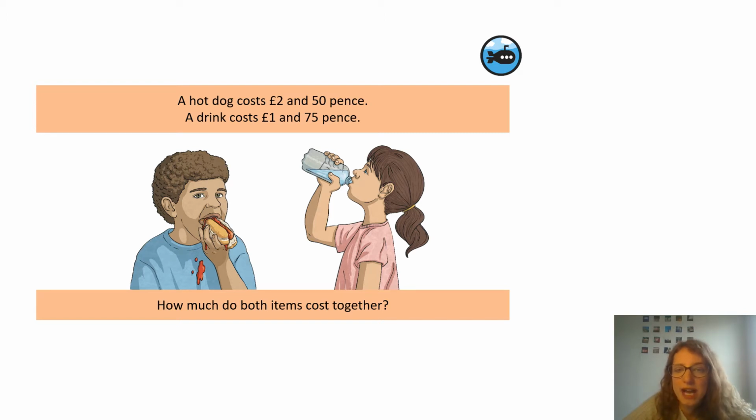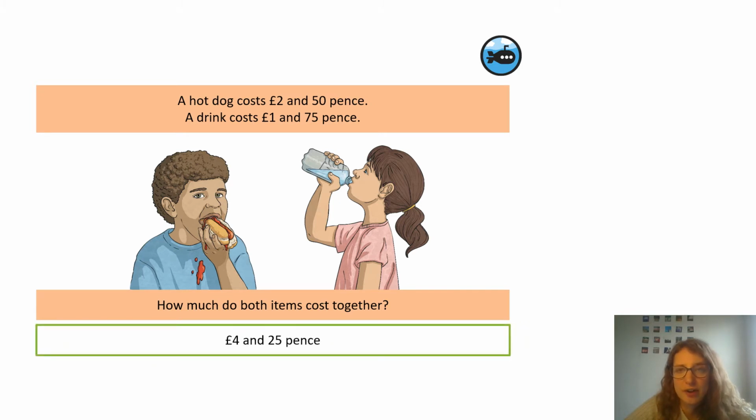Okay, so I'm going to add the pounds first. So I've got £2 and £1, which gives me £3. I've then got 50 pence and 75 pence. Okay, so I'm going to add those together. This gives me £1.25. Okay, so that's now £4 and the 25 pence left over.